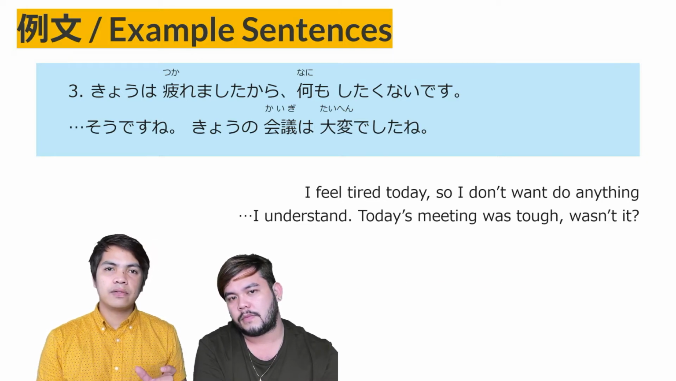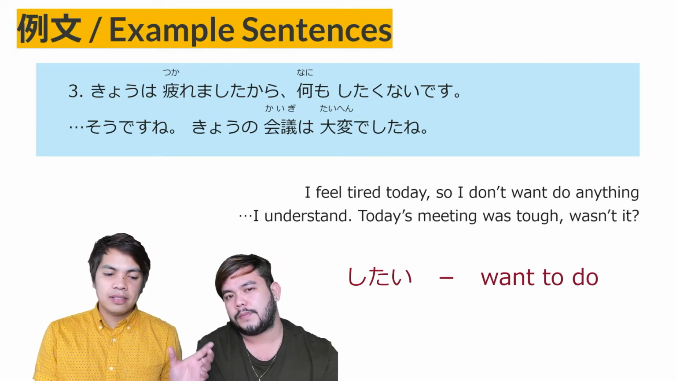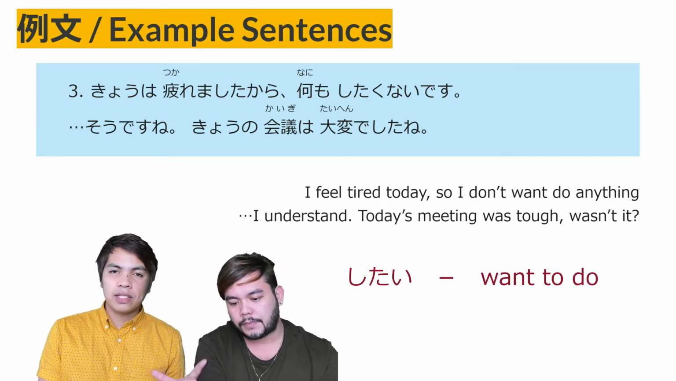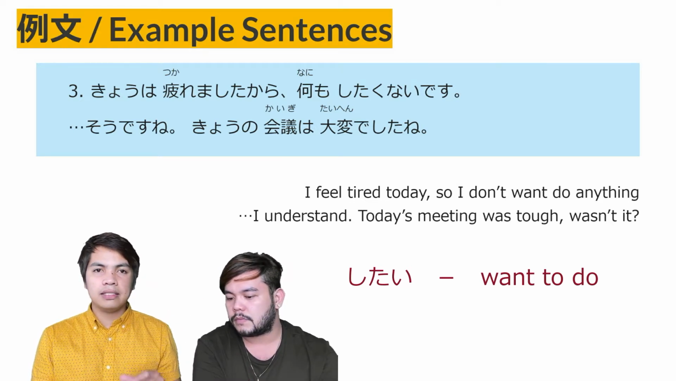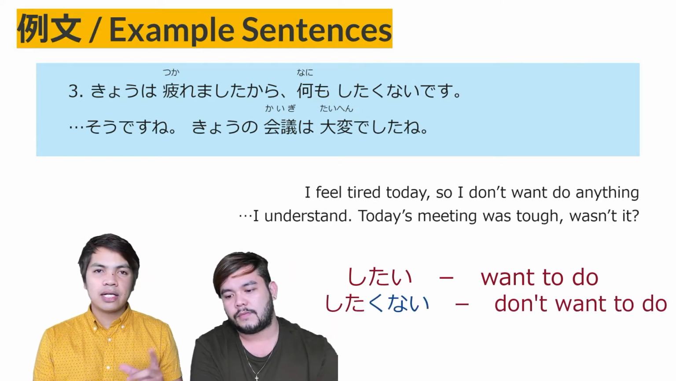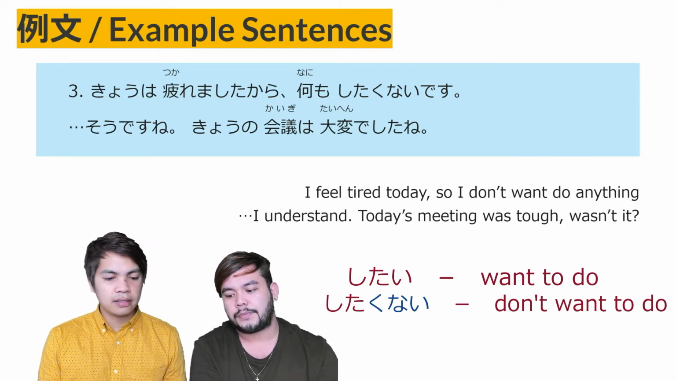Shitai, from the verb shimasu, to do, then shitai, want to do. The negative form of shitai, want to do, is like the i adjective. We remove the i, then add kunai. Shitakunai desu.